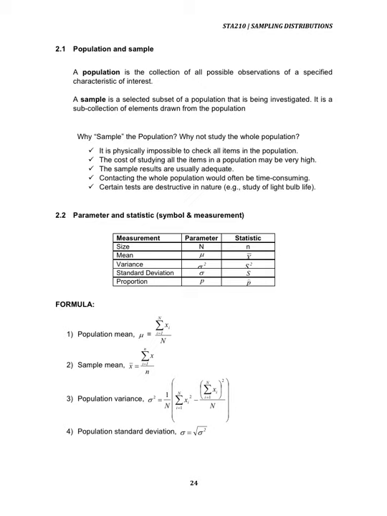So why do we need to do sampling, or why do we need to sample the population? First, it is physically impossible to check all items in the population because it involves cost and time. That's why, instead of getting the whole population, we just select a sample, because we have constraints in terms of cost and time. Point number 2: the cost of studying all the items in the population may be very high. The sample results are usually adequate, which means we can make a generalization or conclusion about the population based on the sample that we select.